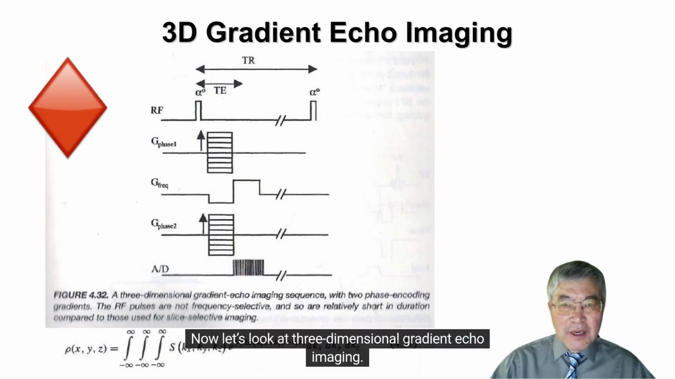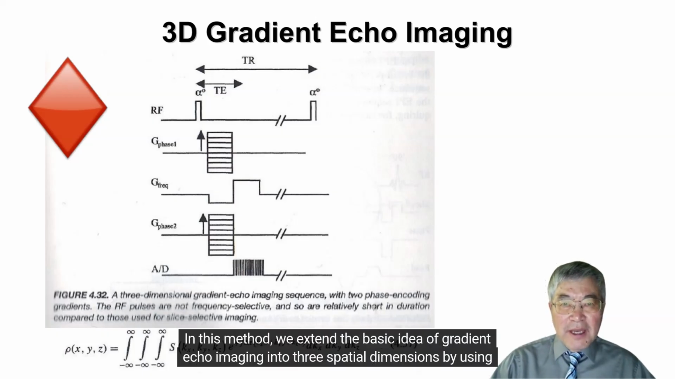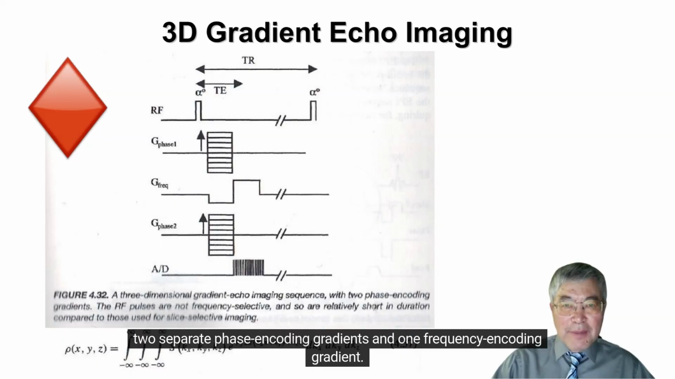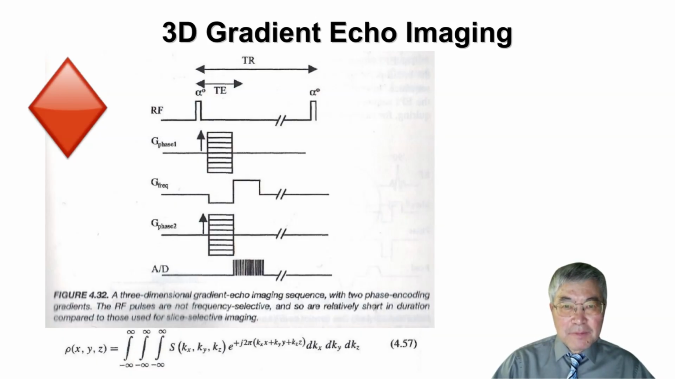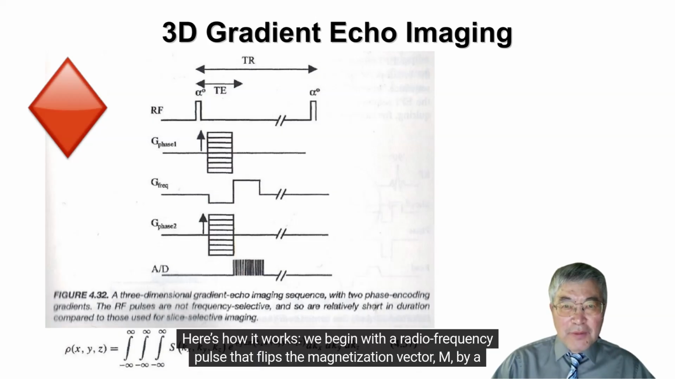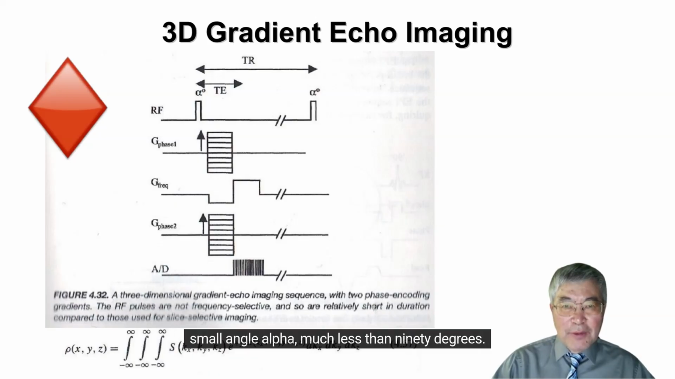Now let's look at three-dimensional gradient echo imaging. In this method, we extend the basic idea of gradient echo imaging into three spatial dimensions by using two separate phase encoding gradients and one frequency encoding gradient. Here's how it works. We begin with a radio frequency pulse that flips the magnetization vector M by a small angle alpha, much less than 90 degrees.